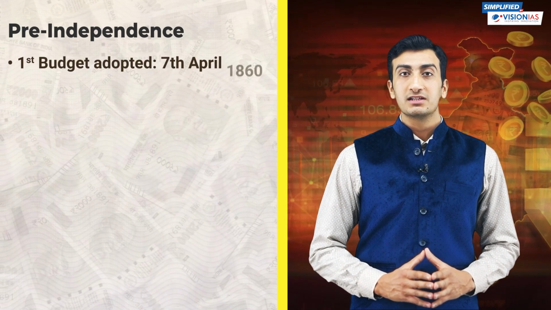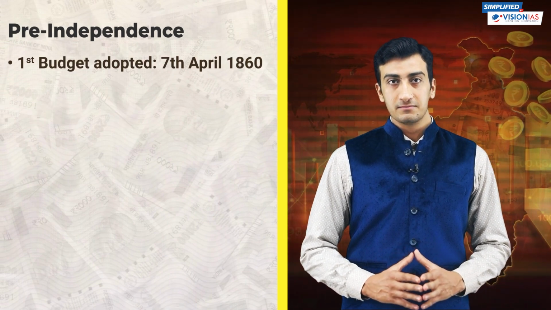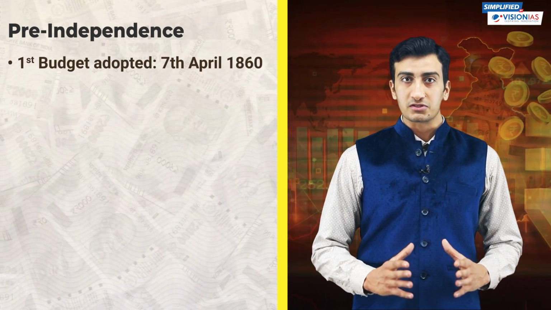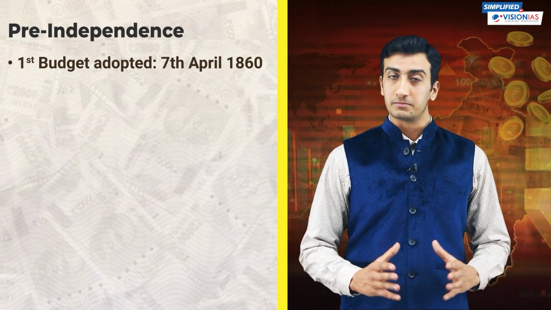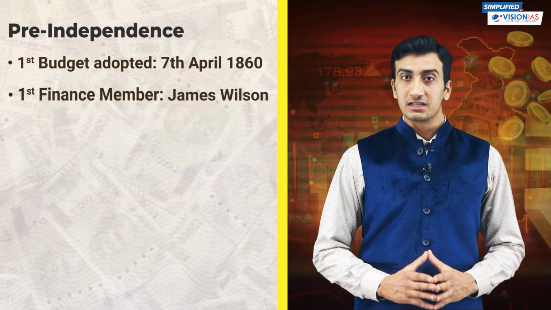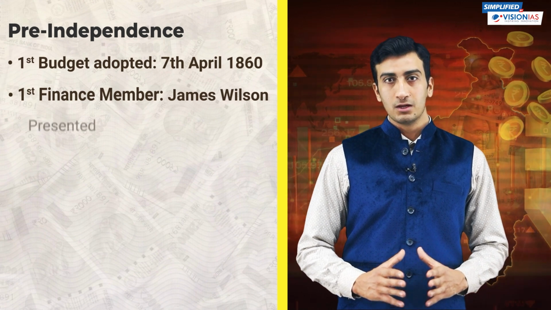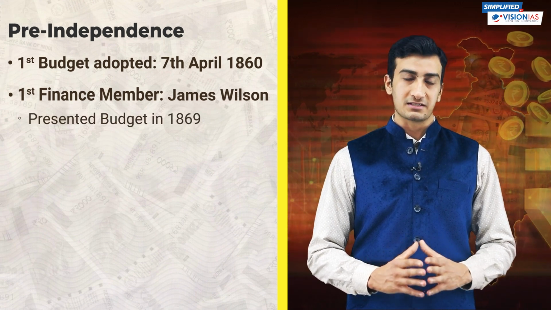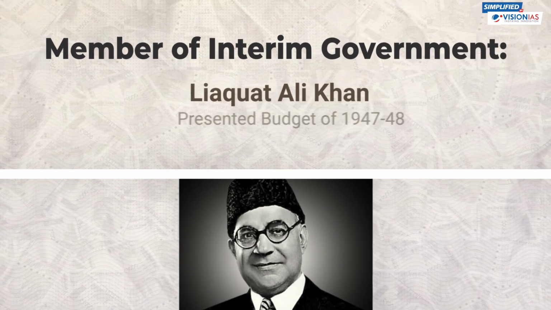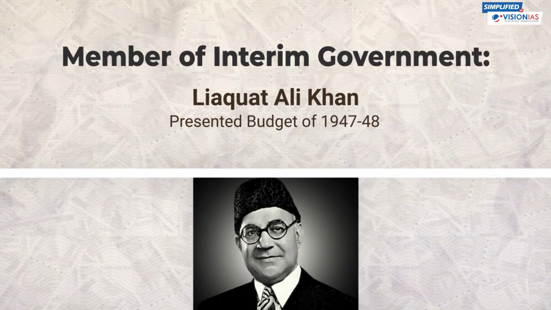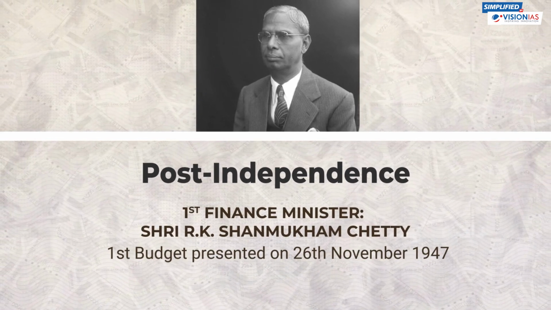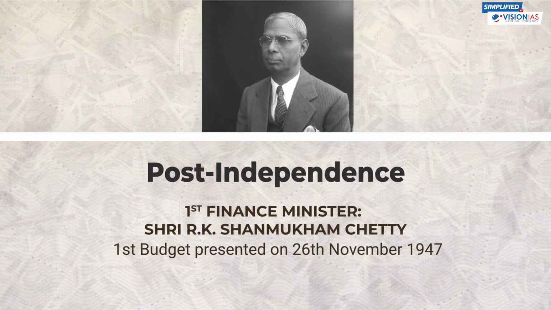The budget was originally adopted on April 7, 1860, 2 years after the Indian government was transferred from the East India Company to the British Crown. The first finance member to deliver the budget was James Wilson, who presented the first budget in 1869. Mr. Liaquat Ali Khan, member of the interim government, presented the budget of 1947-48. Next, the first finance minister, Shri R.K. Shanmukham Chetty, presented the first union budget of independent India in 1947.